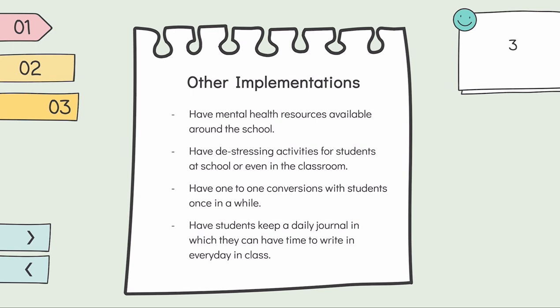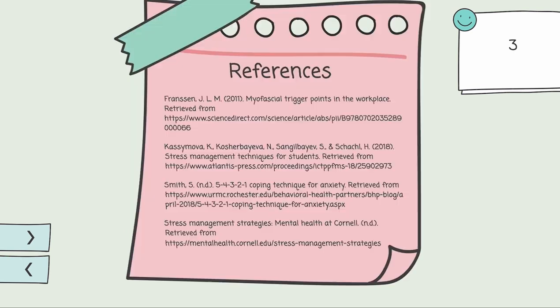And lastly, you can have students keep a daily journal in which, in the morning, they can write down how they feel or just literally anything. And then before they leave, it's recommended for them to also write in their journal to see what their whole thought process was throughout the day and how they feel now that they're going home.